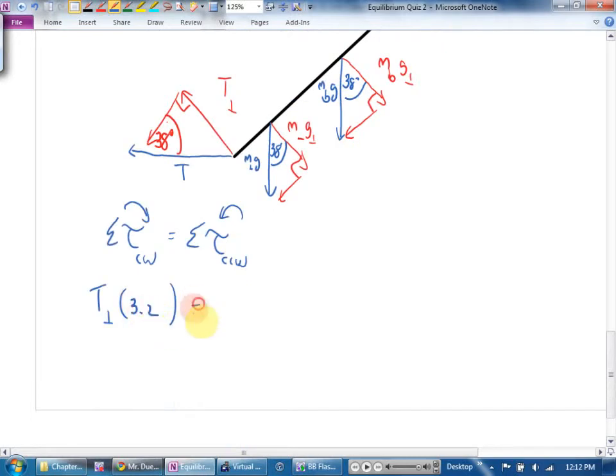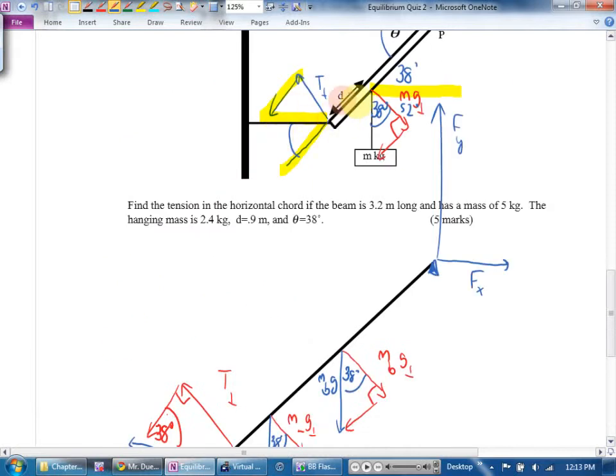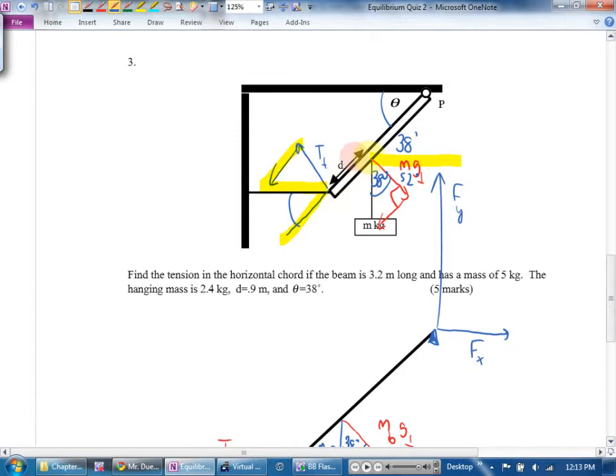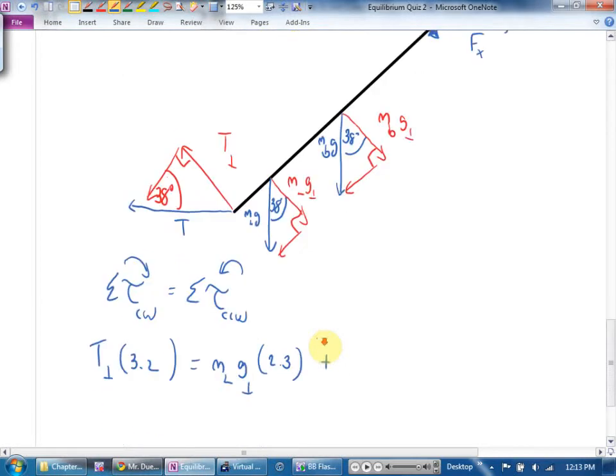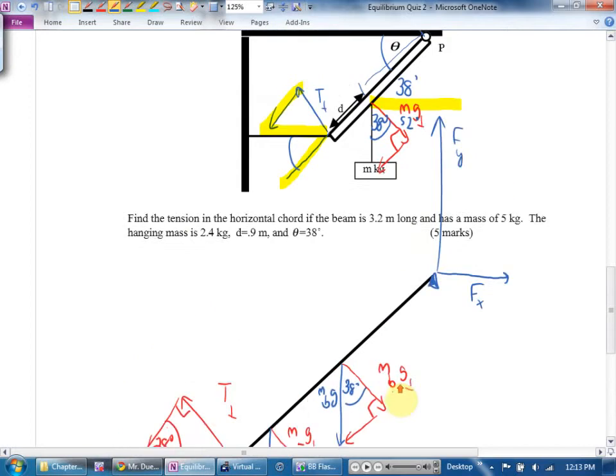That equals the mass of the load times g perpendicular times its distance from the pivot. They told me this is 0.9. So how far is this distance here? How can I figure it out? 3.2 minus 0.9, right? The whole beam is 3.2, and the length is 0.9. So 3.2 minus 0.9, 2.3. And the mass of the beam times g perpendicular times its distance from the pivot. Oh, center of mass, 1.6.